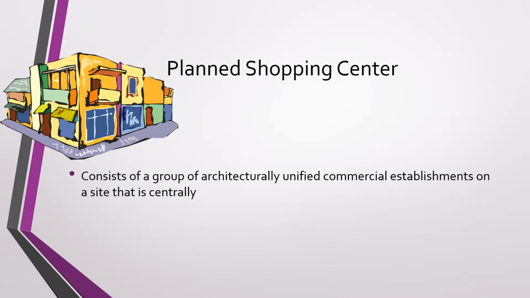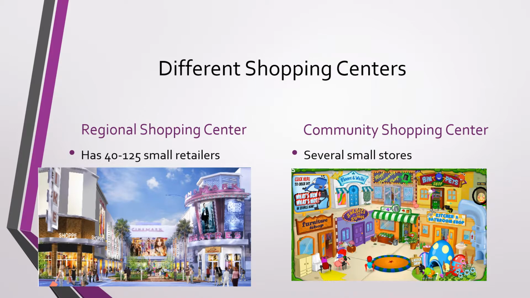Planned shopping center. This consists of a group of architecturally unified commercial establishments on a site that is centrally managed. And again, an example would be the square in Moultrie or downtown Thomasville. Different shopping centers: you have regional shopping center and a community shopping center.